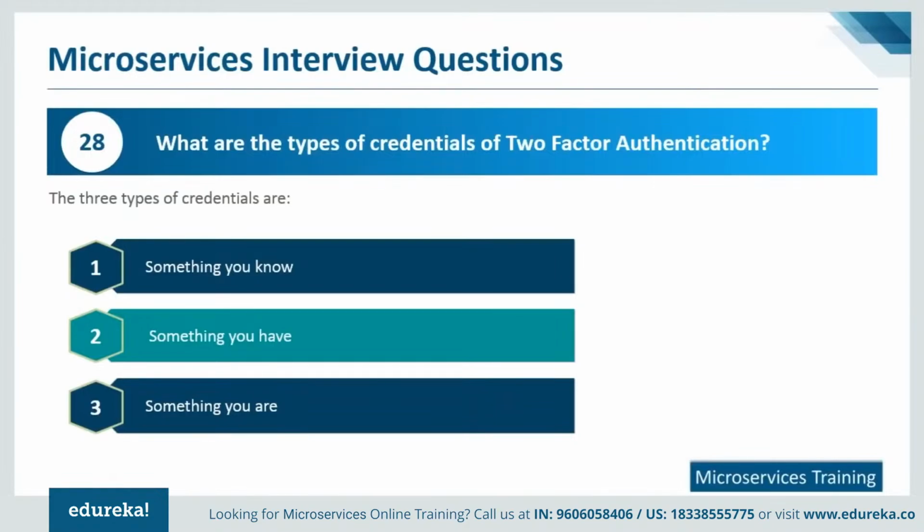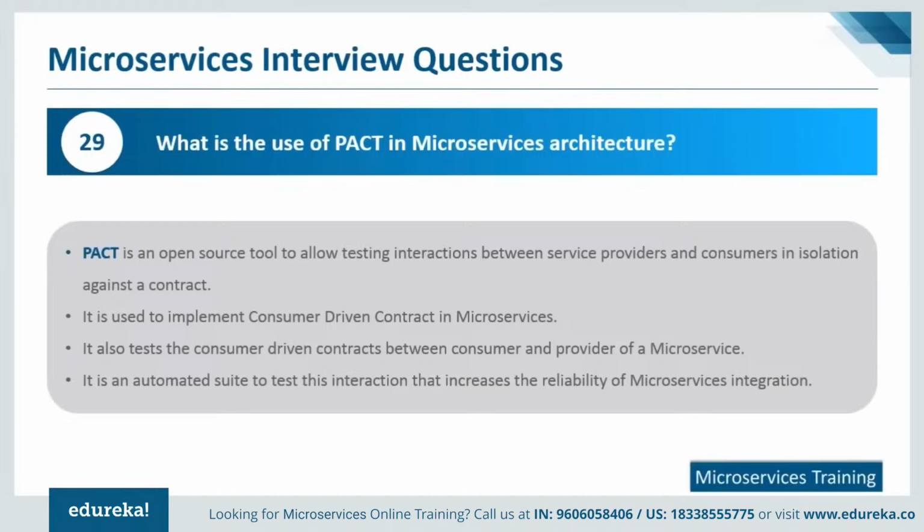So something you know is your credentials, your password, and all those things. Something you have is your OTP or the value that is generated back to you. And something you are is your bodily scannings which you use for unlocking. So these are the credentials you might require for a two-factor authentication. Okay, so the next question is, what is the use of PACT in microservices architecture?